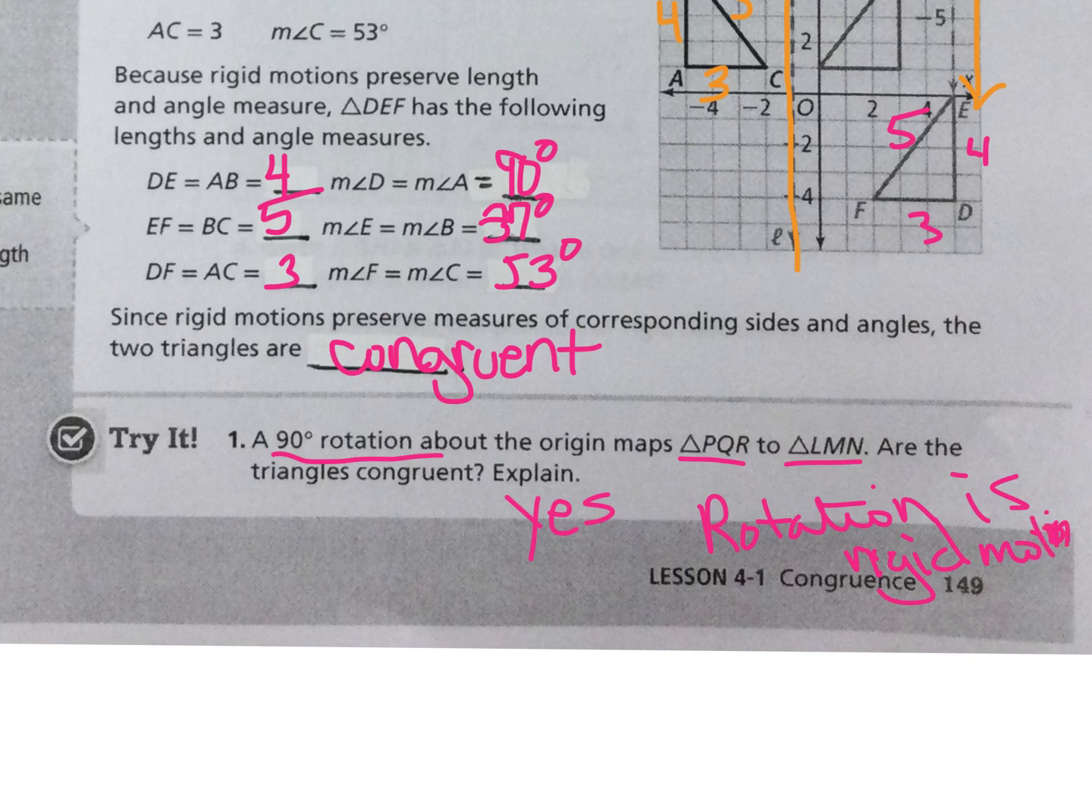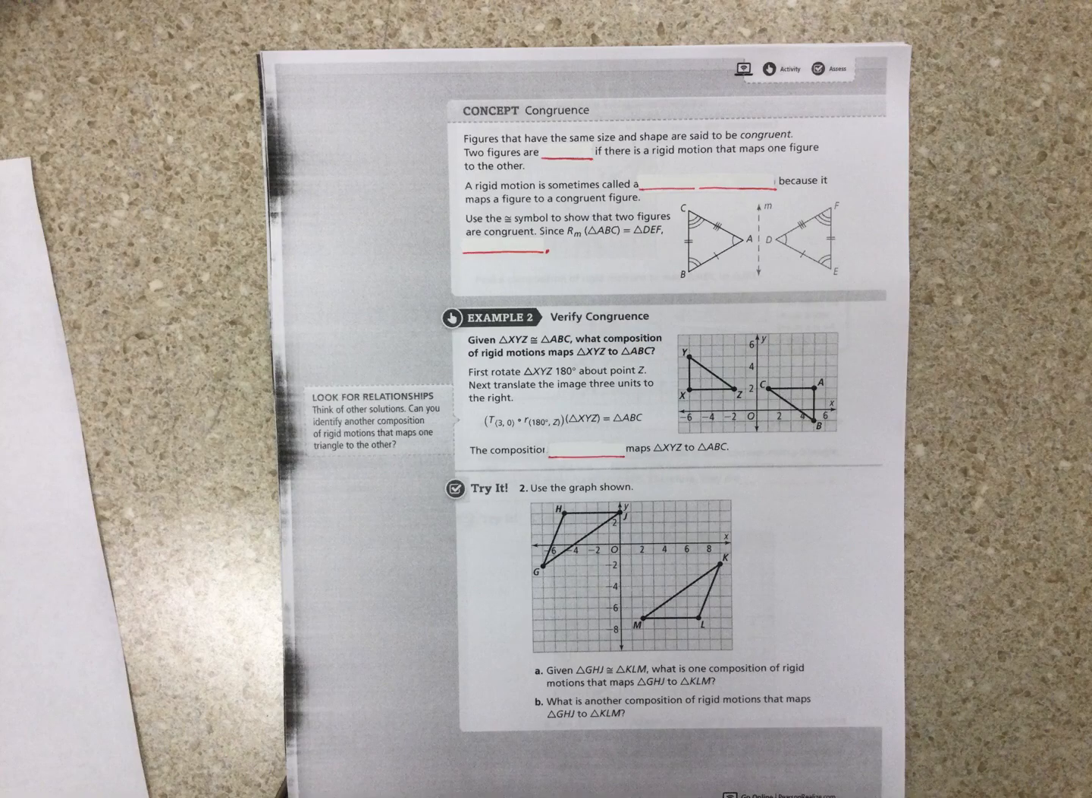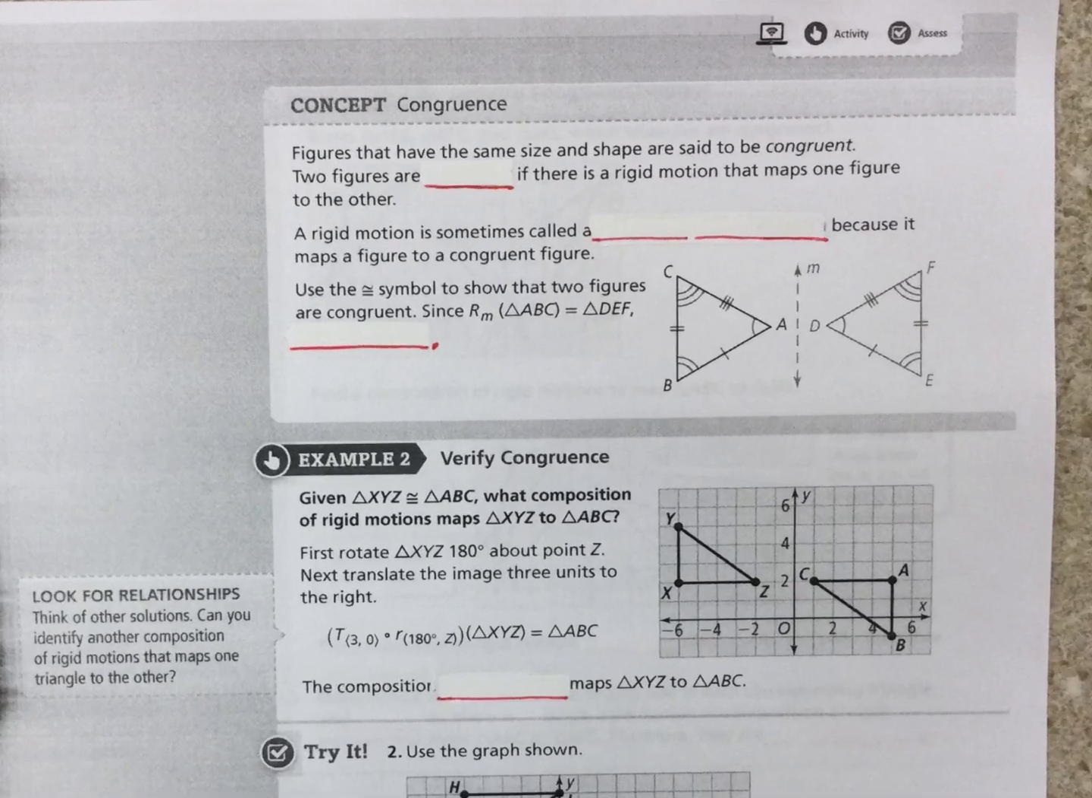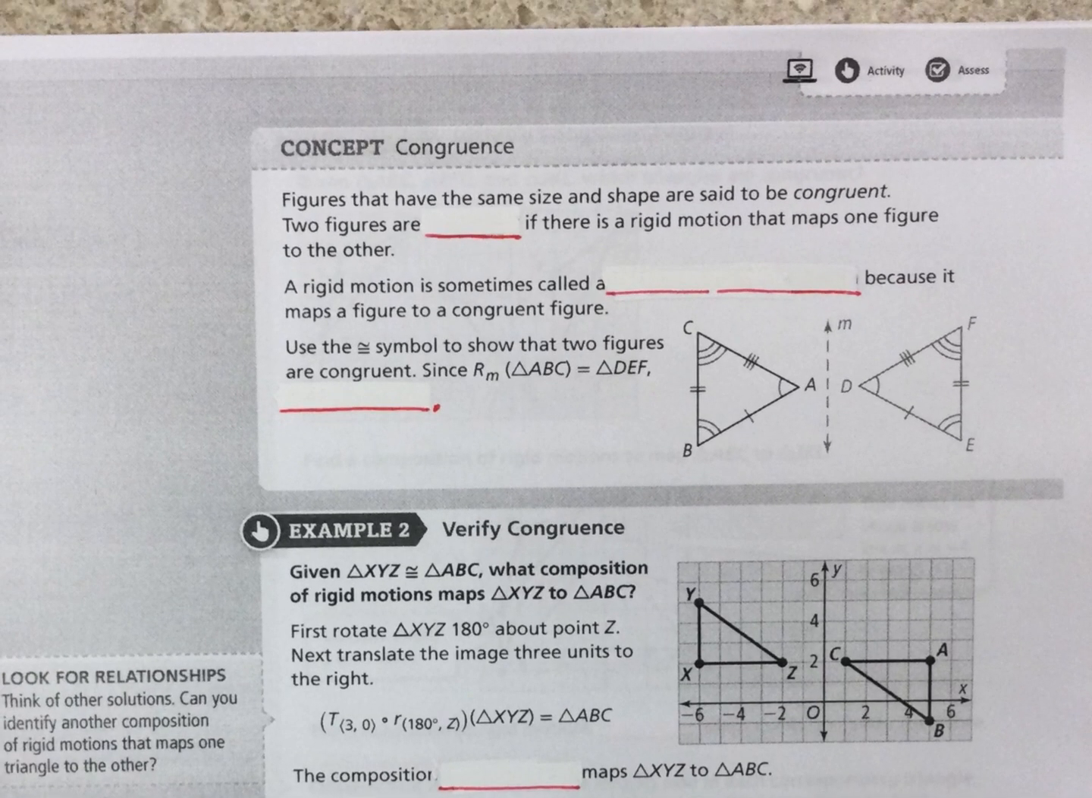All right, and then we have figures that have the same size and shape are said to be congruent. Two figures are congruent if there is a rigid motion that maps one figure to the other. A rigid motion is sometimes called a congruence transformation because it maps a figure to a congruent figure. And then we use the congruent symbol to show that two figures are congruent.